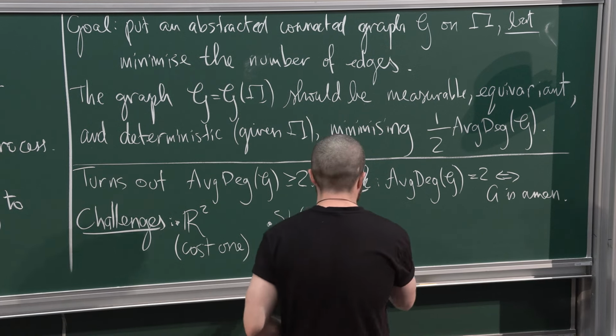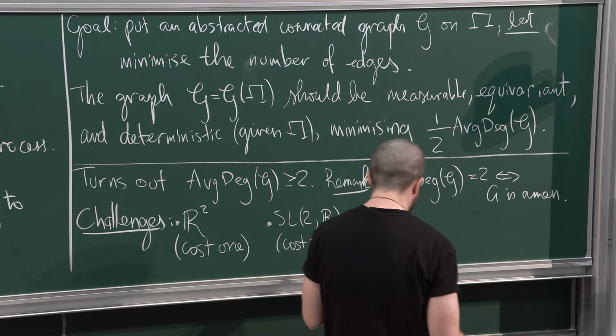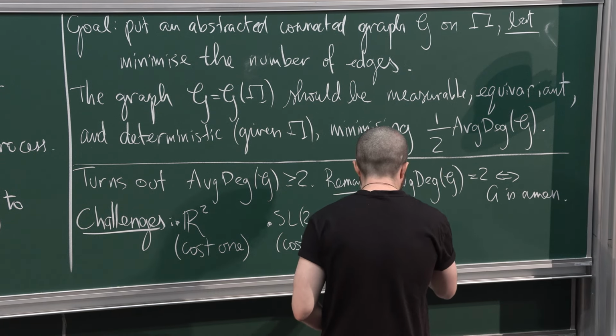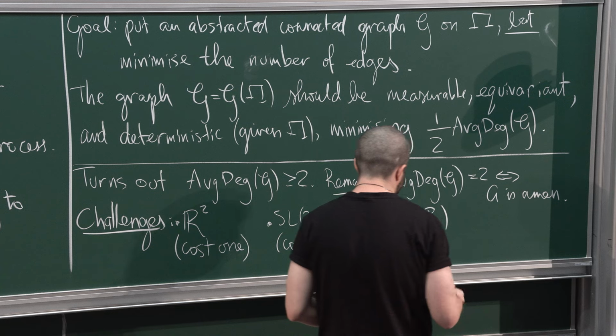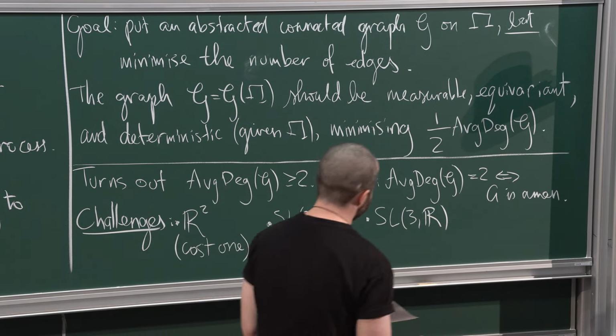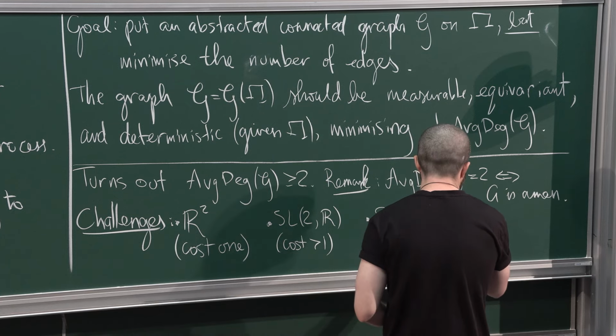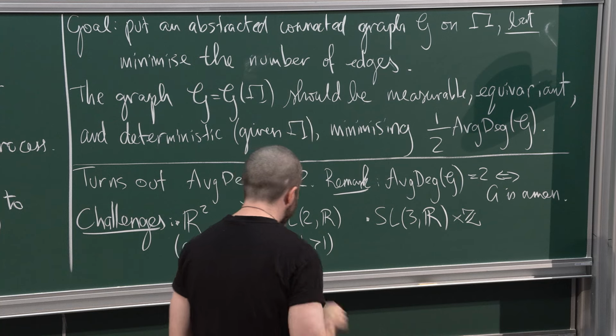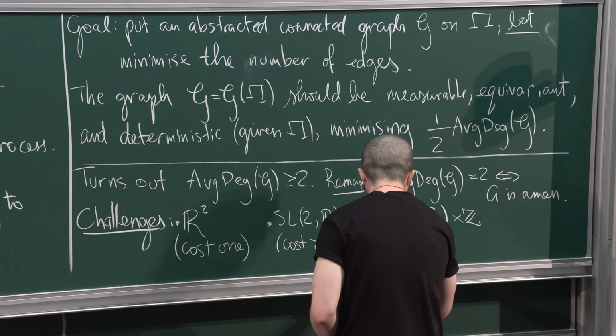OK, that's another challenge. I encourage you to think about it. And here is the third one, SL3R. This one's the main theorem of the paper, so that's maybe too hard. Let's do SL3R times Z. This one will also turn out to have cost 1.